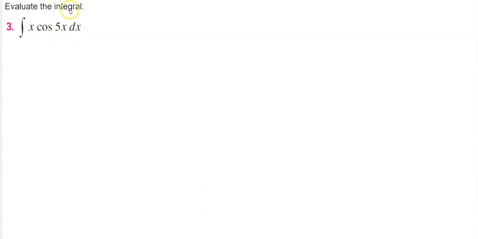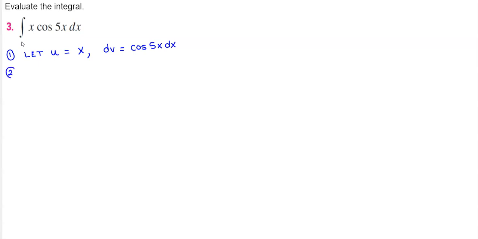Here we're going to evaluate the integral, and then we're going to use integration by parts. So we have the integral x times the cosine of 5x dx. So by integration by parts, we're going to let u equal x, and then dv is going to equal the cosine of 5x dx.